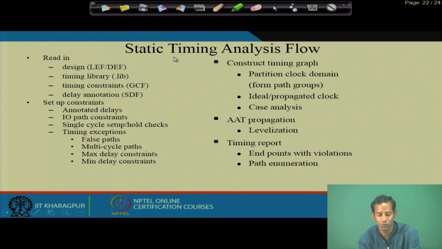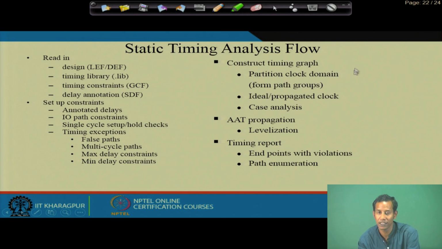Whenever we do static timing analysis, the design can be read in the format of LEF or DEF. It requires the timing library information, the timing constraints, whose extension will be GCF, and the delay annotation, which will be the SDF. Then the constraints we can set up are the annotated delays, the IO path constraints, the single cycle setup or hold checks, or the timing exceptions like false path, multi-cycle path, maximum delay constraint and minimum delay constraint.